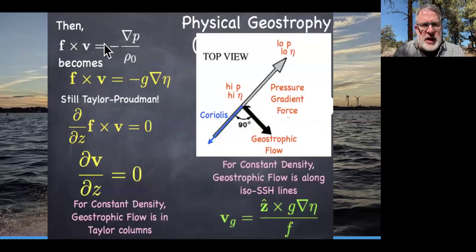So we've got our geostrophic flow. It becomes this sea surface height version in constant density. We could go ahead and follow the rest of the steps in the Taylor-Proudman proof and find out that this thing right here has no vertical derivative, and if I take the vertical derivative of this side, the only thing that survives is dv/dz, which is equal to 0. It's still Taylor-Proudman, even though there is this geostrophic flow field. So the geostrophic flow, at least in the constant density case, is in Taylor columns.